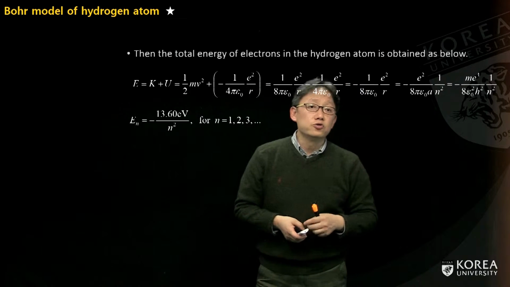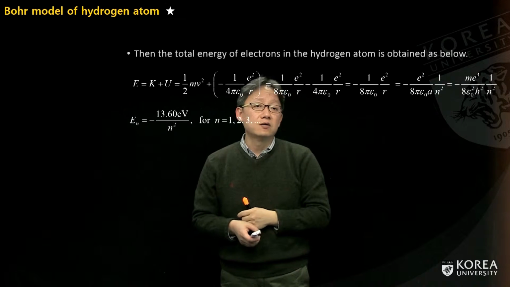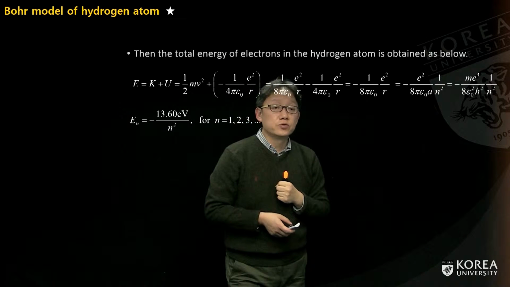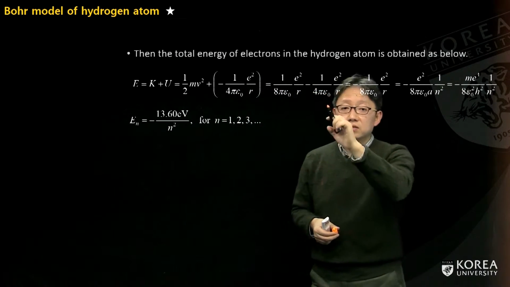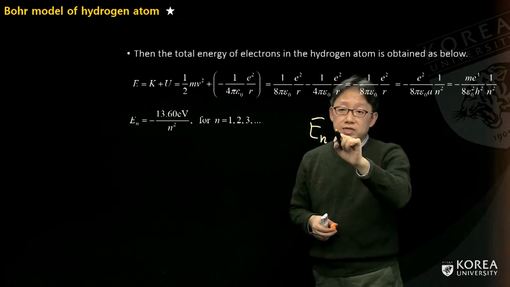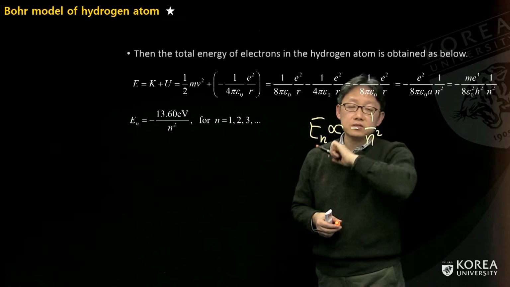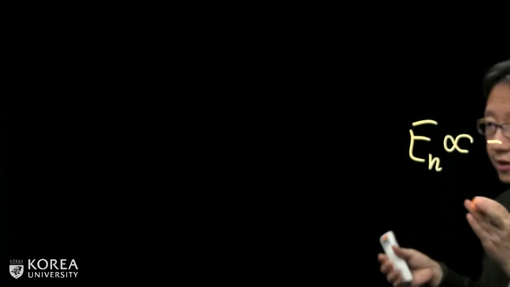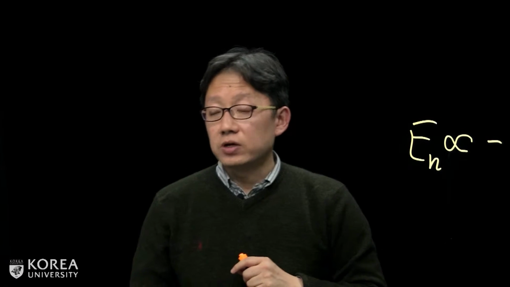And finally, you can also write it in terms of n, and then it comes out like this. Try to do this by yourself using the formula given in the previous slide. So finally, the important thing is that the total energy of the electron in the hydrogen is actually proportional to minus 1 over n squared. Okay, so again, it gives you an idea that these electron energy levels will be quantized.